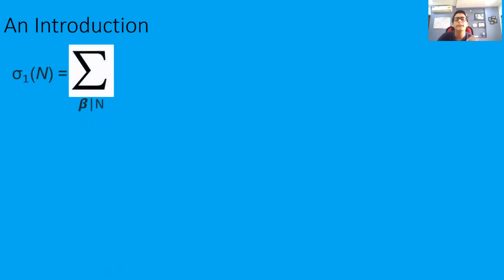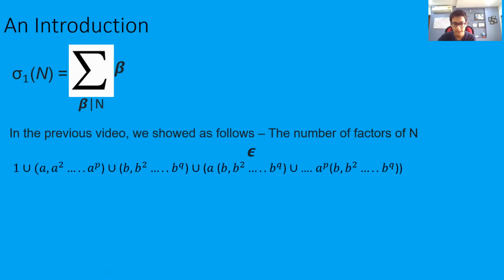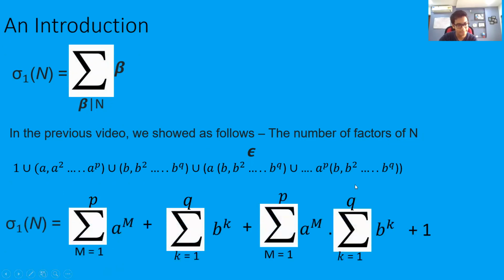Introduction, just as a refresher. The sum of divisors is the sum of all divisors of a natural number. In the previous video, we showed that the factors of a number n, which can be represented as a power p times b power q, belong to these sets. So therefore, the sum of divisors is basically the sum of all the elements of these sets.